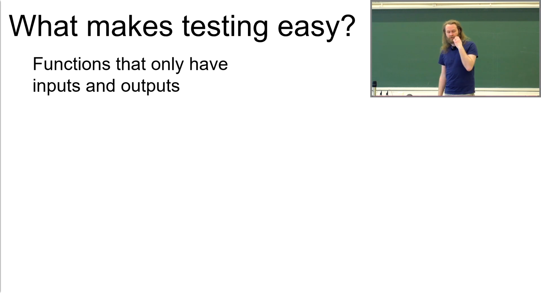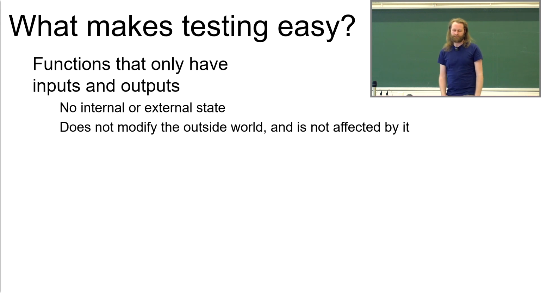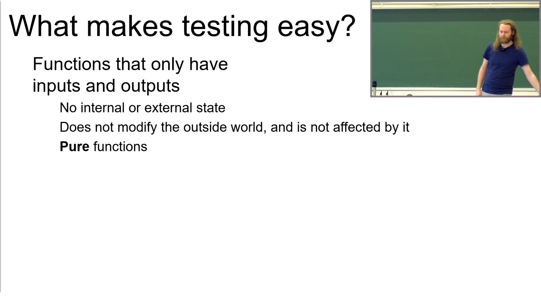So next question, what makes testing easy? Well, a function that only has inputs and outputs is easy to test. So if it has no internal state, so it doesn't remember the previous calls, and it has no external state, so it isn't affected by somebody else doing something, then it's easy to test. So it does not modify the outside world and it is not affected by the outside world. And this is what we call a pure function. And this is a technical term and it's worth remembering.